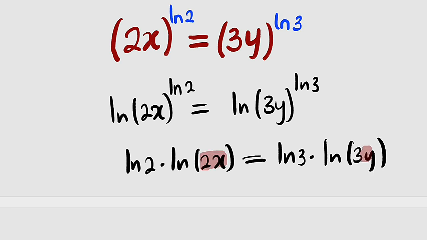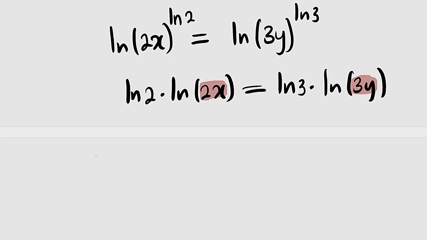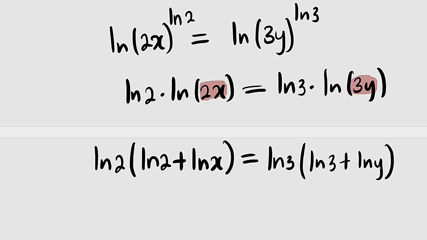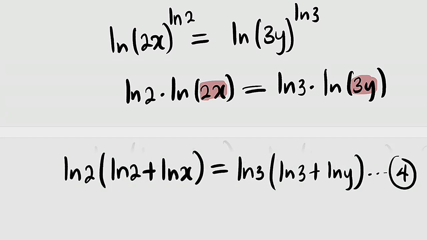And because these are products, we can split them according to one of the laws of logarithm. So we have ln 2 multiplying the whole of ln 2 plus ln x, because ln 2 plus ln x is the same thing as ln 2x. We do the same thing to the right hand side. We have ln 3 multiplied by ln 3 plus ln y. This is our equation number 4.